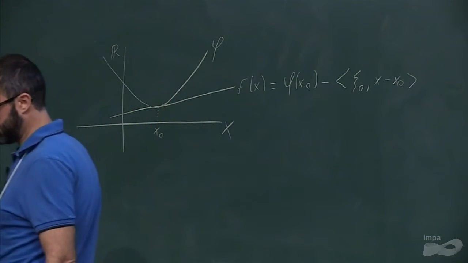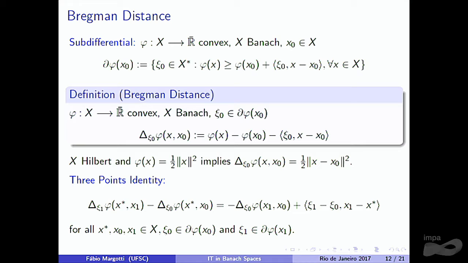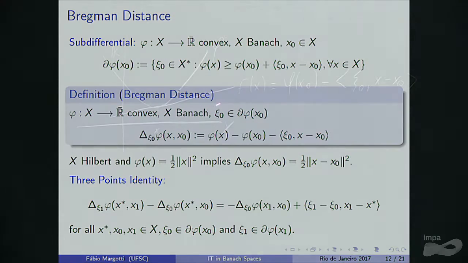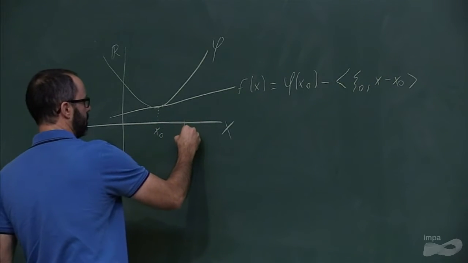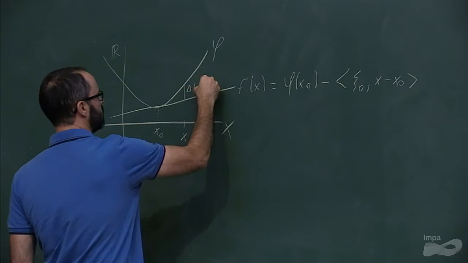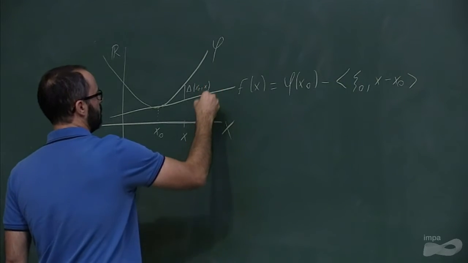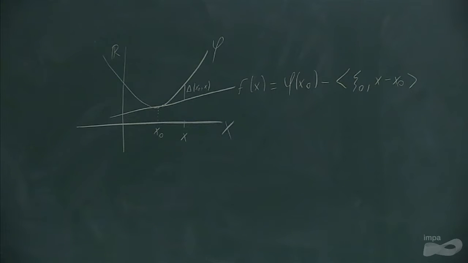Saying that c0 is in the subdifferential of phi at x0 means that this hyperplane stays below this function. And the Bregman distance is simply this difference here. If you pick x here, then this difference here is the Bregman distance between x0 and x. It's a kind of linearization error or something similar.